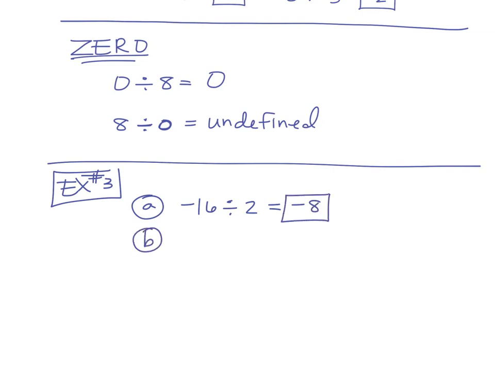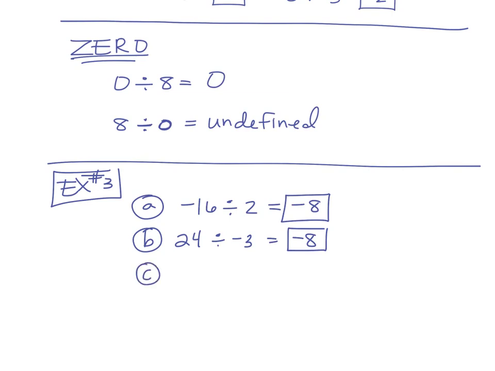Okay. What is 24 divided by negative 3? Negative 8 again, right? So one is negative, one is positive. That means your answer has to be negative. So that would be a negative 8.